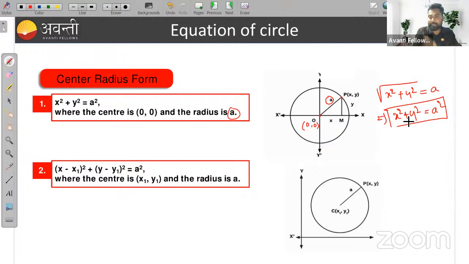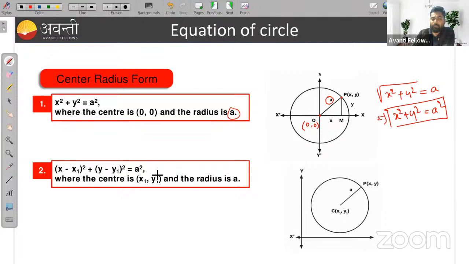The second case is if the center is not at origin, if the center is situated at some other place, then what will be the equation of circle? Suppose my center is (x1, y1), not at origin. Then the equation of circle will be (x minus x1) square plus (y minus y1) square is equal to a square. Is that clear?